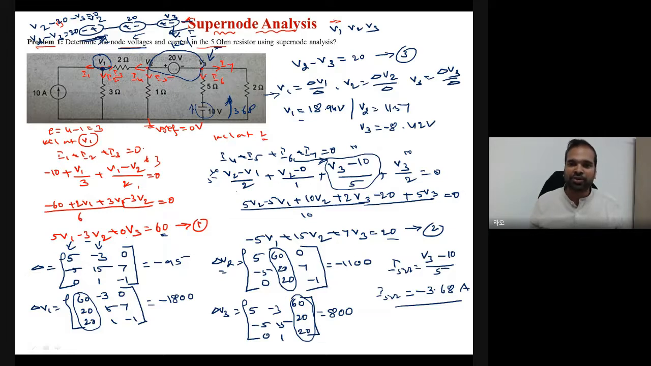So this is all about supernode analysis. By using supernode analysis, you can find the unknown voltages V1, V2, V3. Once you know the unknown voltages, you can find any other unknown parameter in the given circuit.